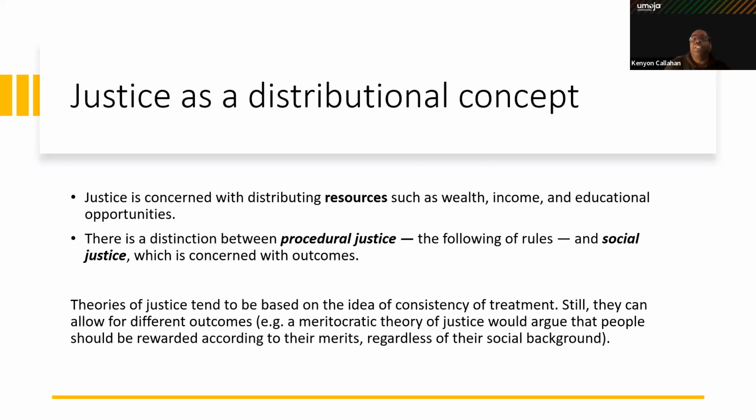There's a distinction between procedural justice, the following of rules, and social justice, which is concerned more with the outcomes. Theories of justice tend to be based on ideal consistency of treatment. Still, they can allow for different outcomes. So sometimes we have a meritocratic theory of justice, which would argue that people should be awarded according to their merits, regardless of their social background.